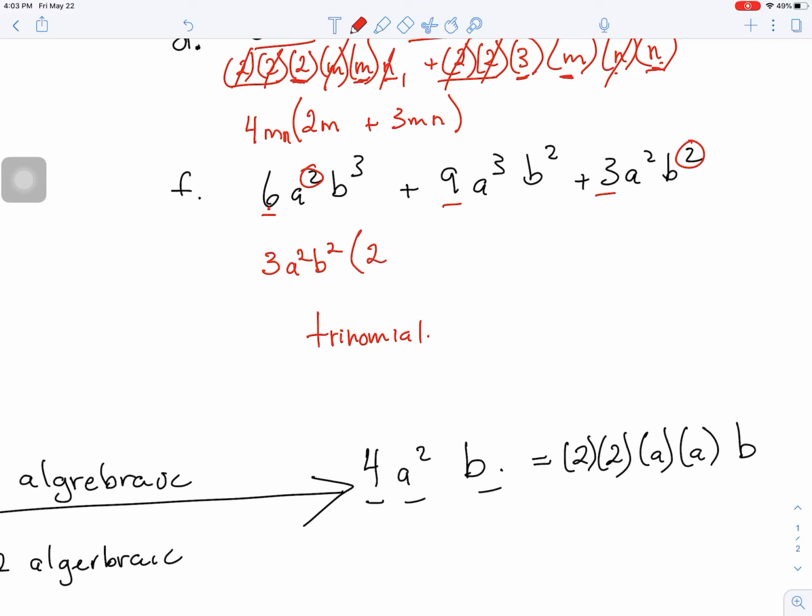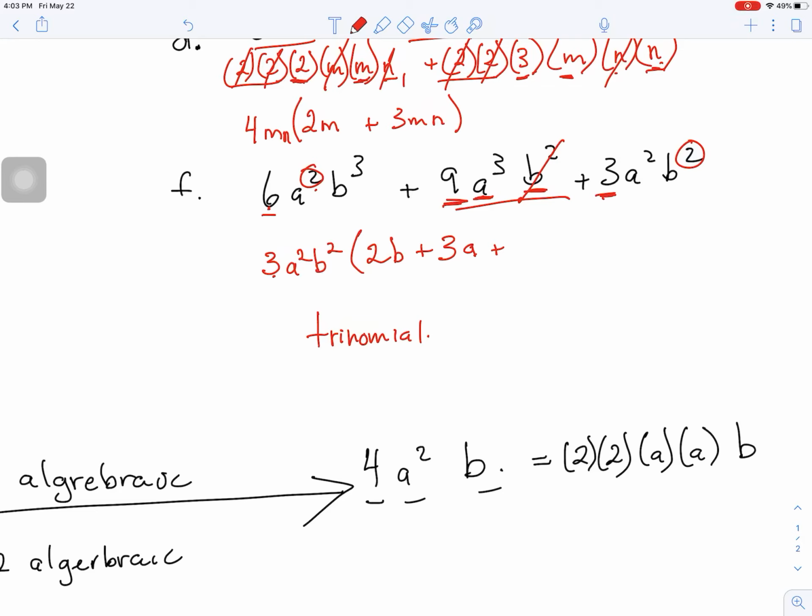So when I pull 3 out of here, we're left with 2. 6 divided by 3 is 2. When I pull a out, it's all gone, and there's only one b left. Okay, and then this one here, we look at 9 divided by 3 is 3. We're taking an a squared out, so we're only left with 1a. We're taking a b squared out, so they're all gone.